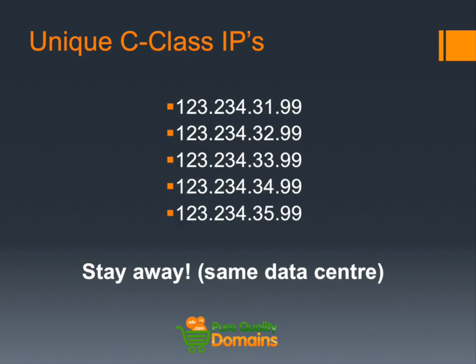So again, stay away from these. This isn't good enough anymore. This used to be good enough, but now Google has caught on to this, and you should not be going for just unique C class IPs. This is because they're on the same data center, and basically it leaves a footprint for Google to find.